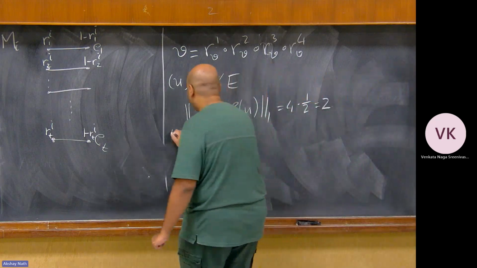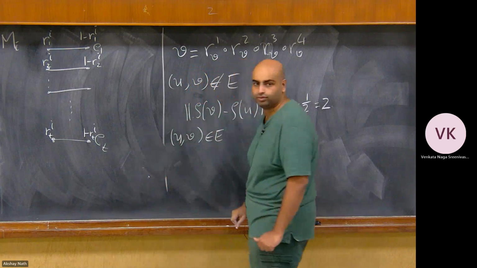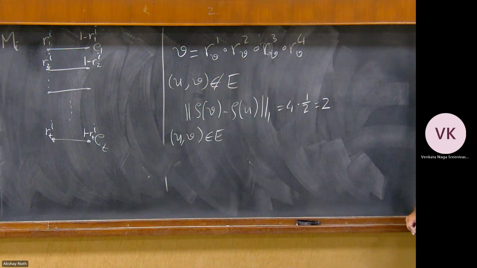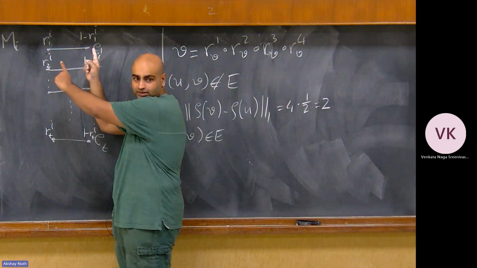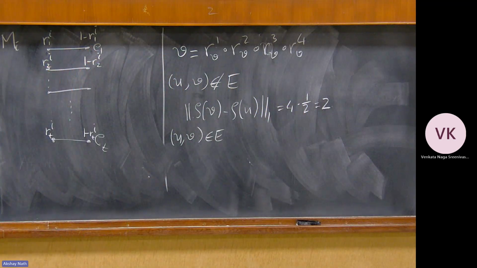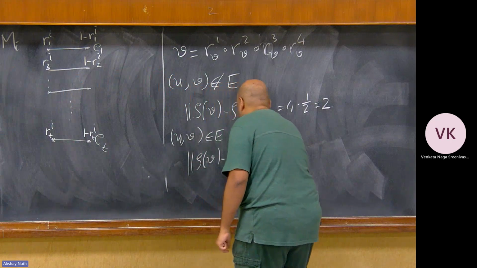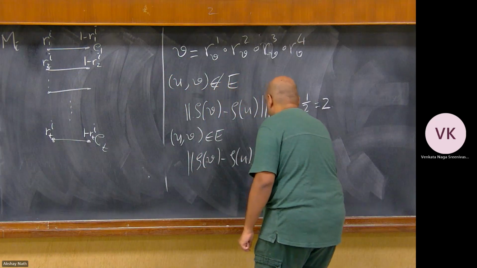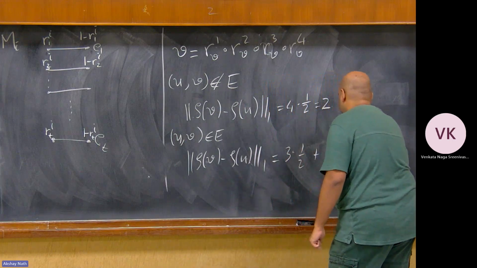On the other hand, suppose u, v is an edge. Then there exists a matching in which they will be exactly the opposite endpoints. There, their distance is going to be 1. And on the remaining 3 matchings, they'll pay half. So there I can write rho of v minus rho of u as 3 times half plus 1.